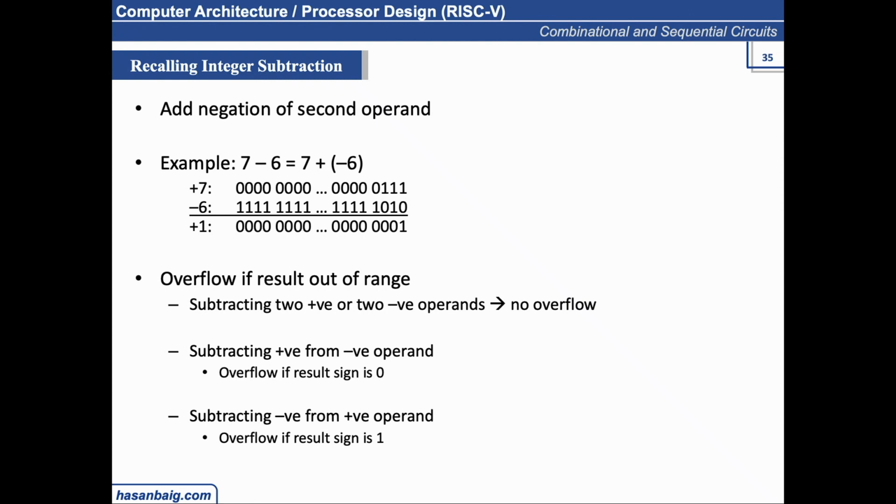Subtracting a positive from a negative operand. For example, if this is a negative operand and you are subtracting a positive operand, it will again give you minus A, minus B. An overflow may occur if the result sign is 0, because both the numbers are negative, so the result should be negative. And the same is the case with the last one.